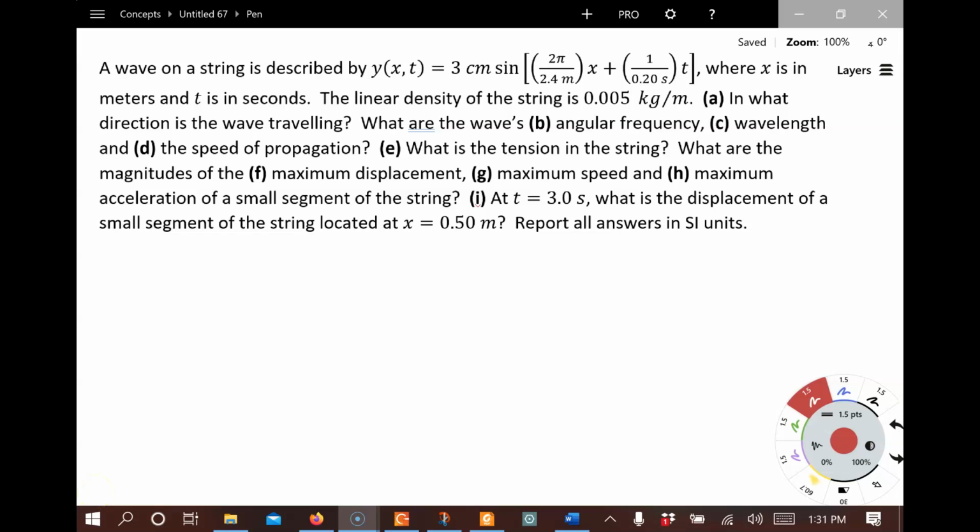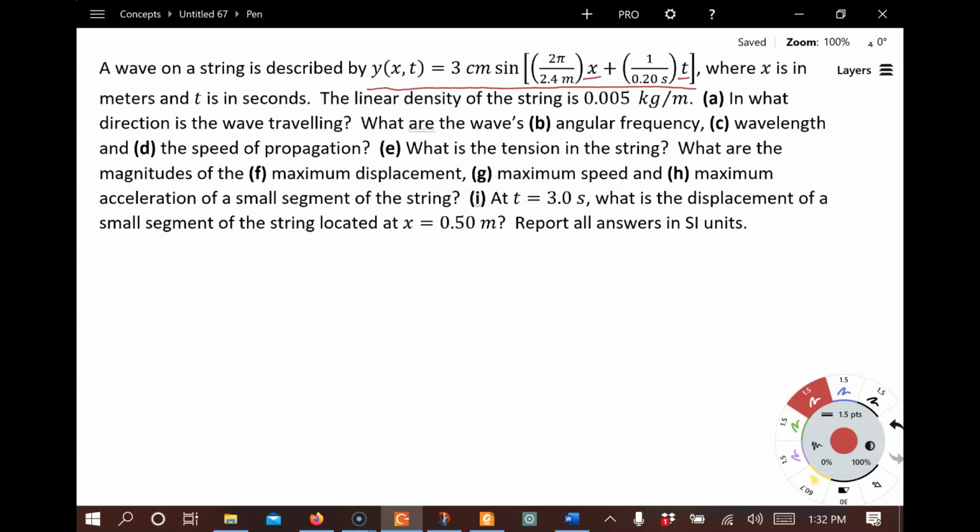Hi, this is an example problem from Chapter 16 on the mathematical properties of a traveling wave. Pause for a moment and read the question. So we're given a specific equation here that describes the position of a wave on the y-axis as a function of the position in space on the x-axis and the time t.